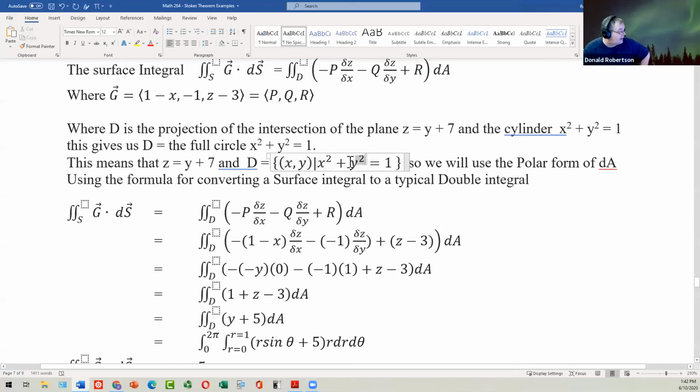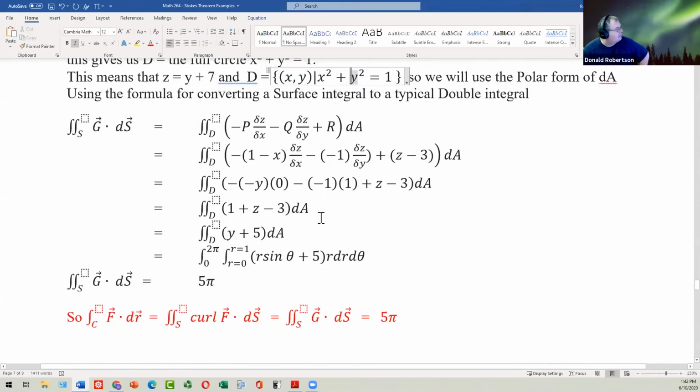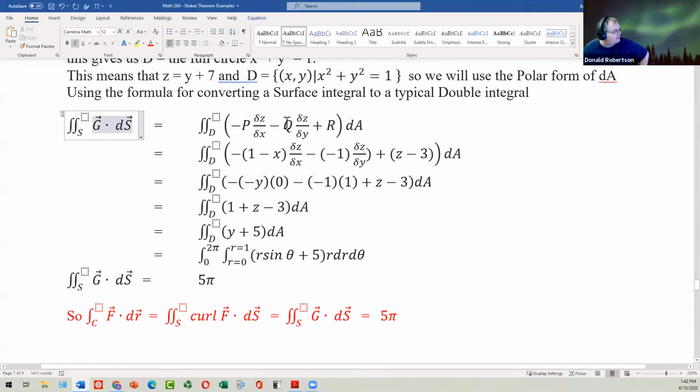So I see this, and I hope you see this and you think, polar, right? x squared plus y squared, polar. Much easier to do than x's and y's. So this is another polar one. So this surface integral gets converted with its typical formula.